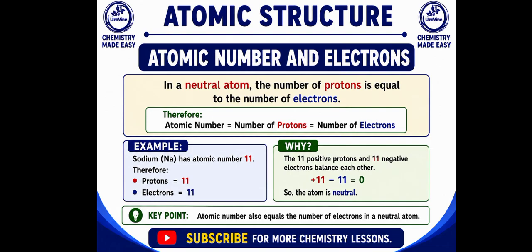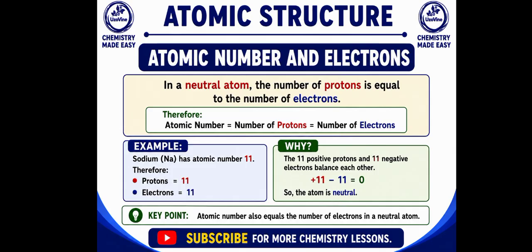Atomic number and electrons. We should note that in a neutral atom, the number of protons is equal to the number of electrons. Therefore, in a neutral atom, atomic number is equal to number of protons, also equal to number of electrons. Someone may be asking why.